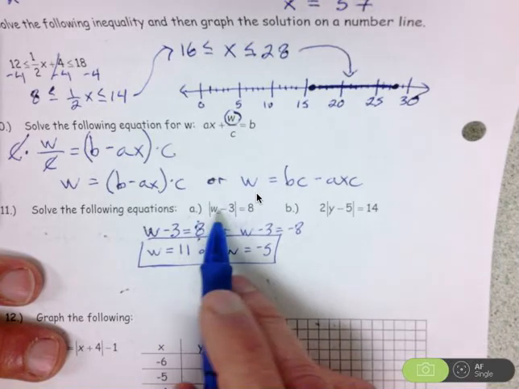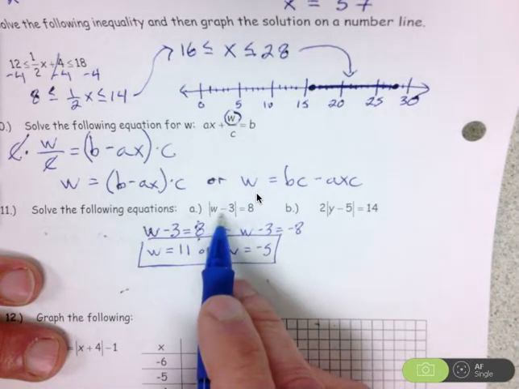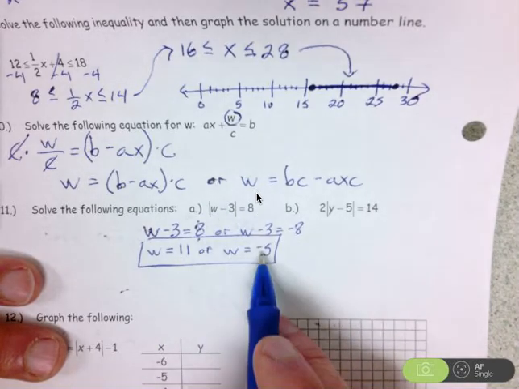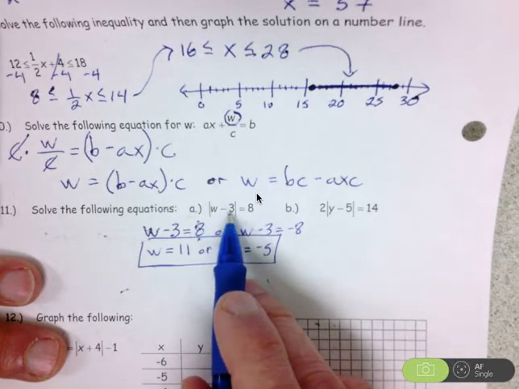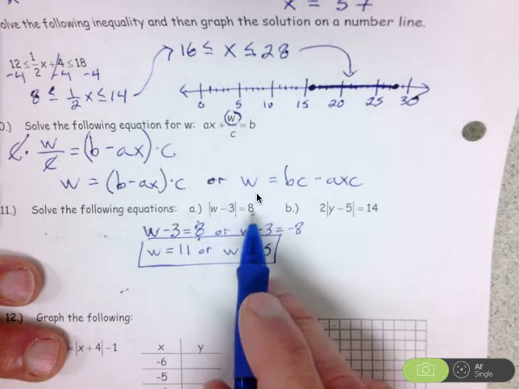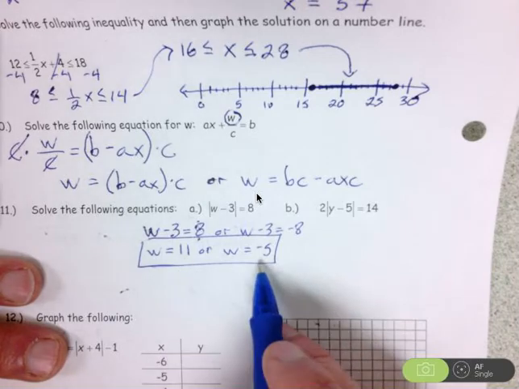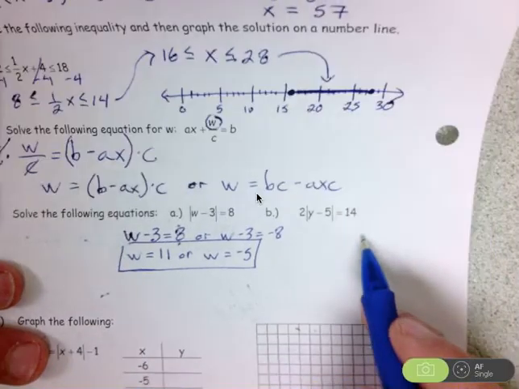11 minus 3 would be 8. The absolute value of 8 is certainly 8. If you use negative 5 minus 3 is negative 8, but the absolute value of that would be positive 8. So we really do have two solutions. And we can do the same thing over here.